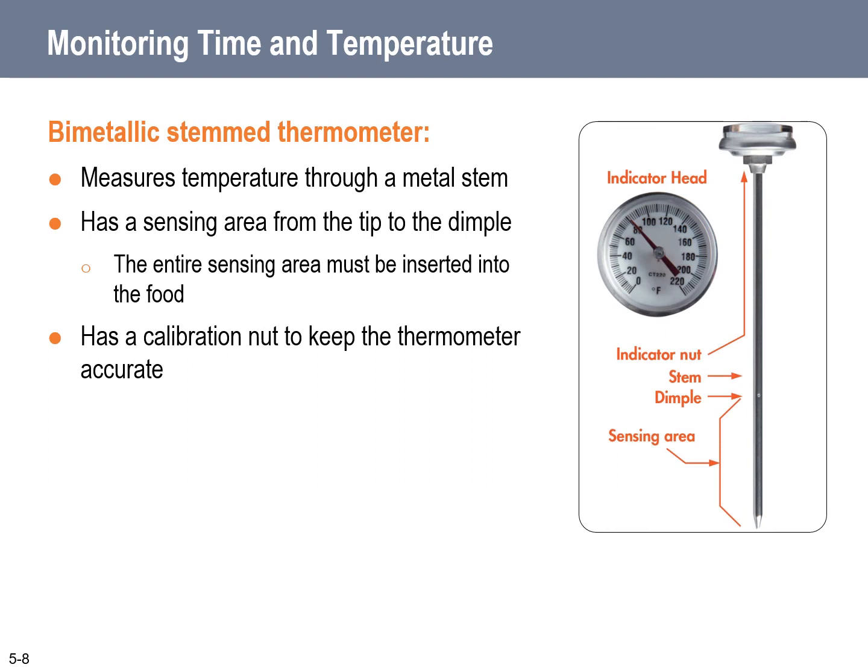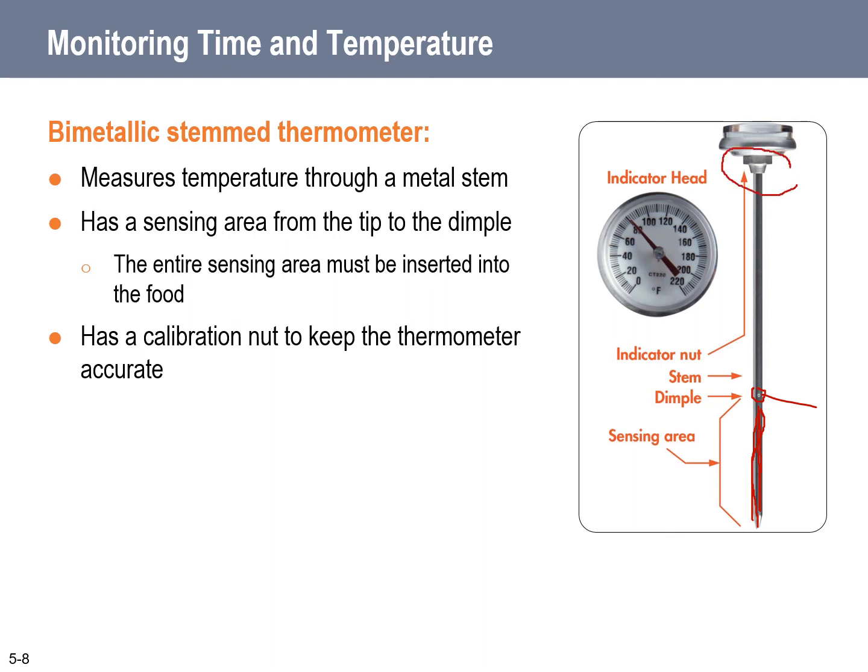So we have many different types of thermometers available. The ones we use here at the Reef are called bimetallic stemmed thermometers, and there's a couple of different important points. This is the tip, and this little thing here is the dimple. So when you are temping food, you will insert the thermometer up to the dimple point to get an accurate temperature. This entire area here is the sensing area that actually temps the food, and you will read the temperature up here on the indicator head.